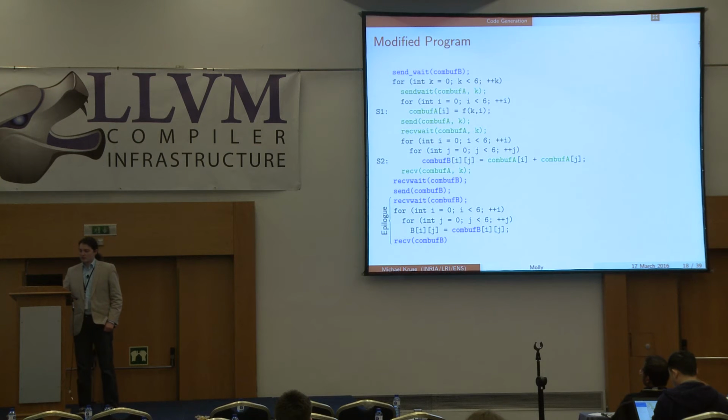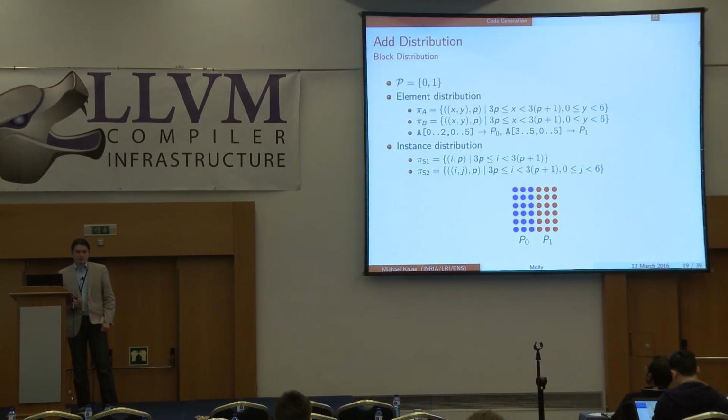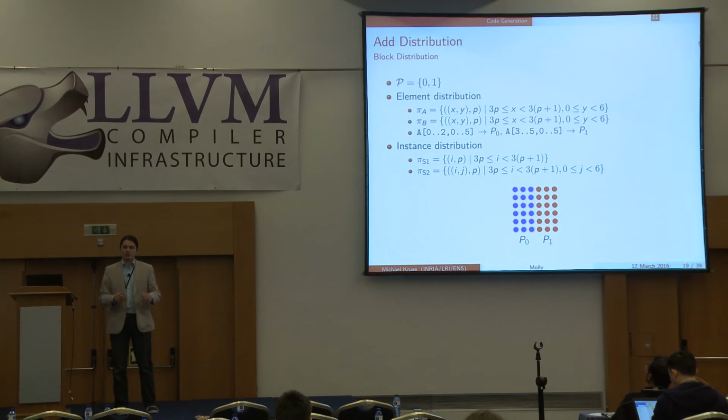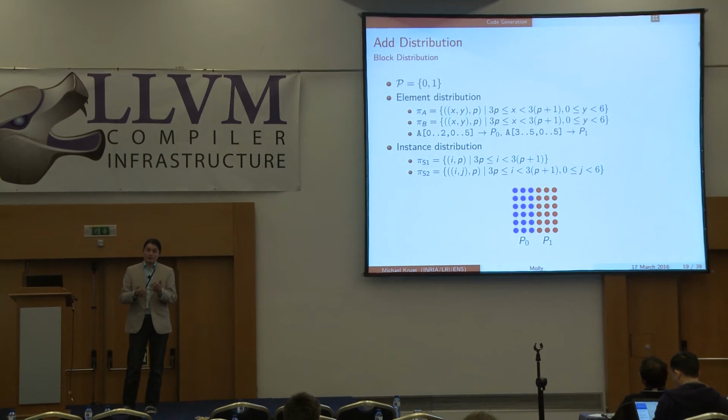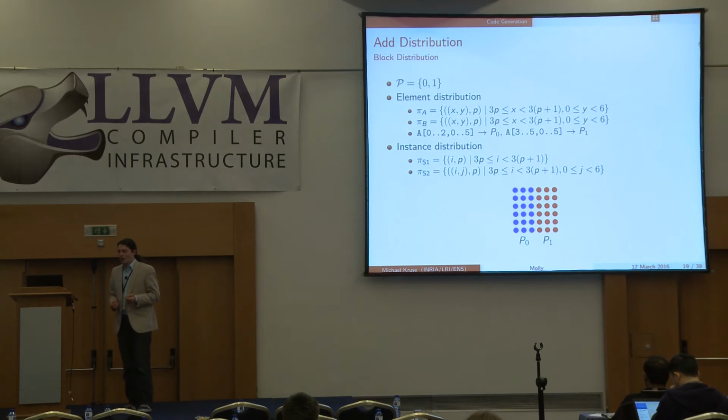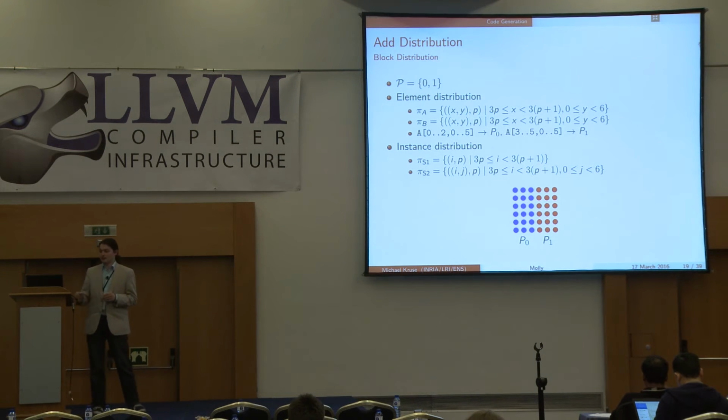So what we did not do at this point is add a distribution. At this point, it was independent of the actual distribution. Where do I store the data? Where do I execute the statements? It's not fixed, so we can think of maybe every statement being executed on its own private node. But once we add a distribution, we can actually now determine where we need to send the data.